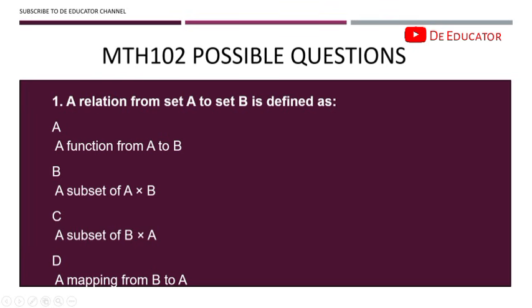Alright, so let's move. Question 1. We have a relation from set A to set B is defined as. Alright, so the correct answer to this question is option B. The reason is because a relation is a subset of Cartesian product A times B. It is in the material that I sent across.